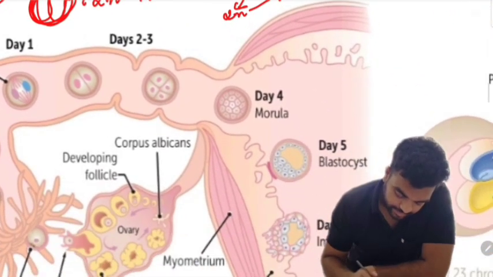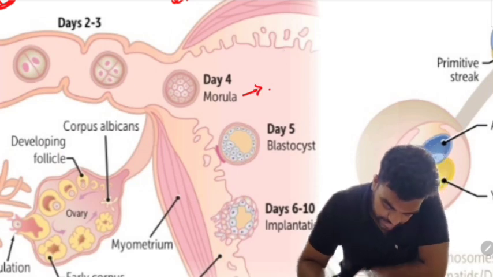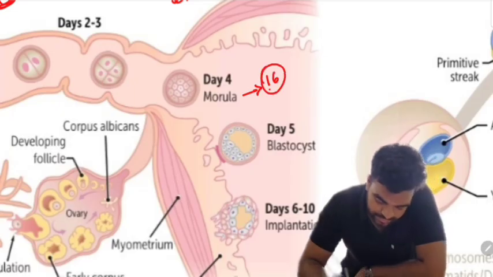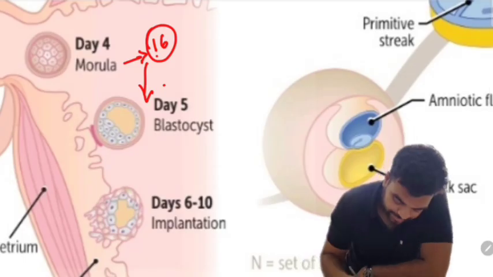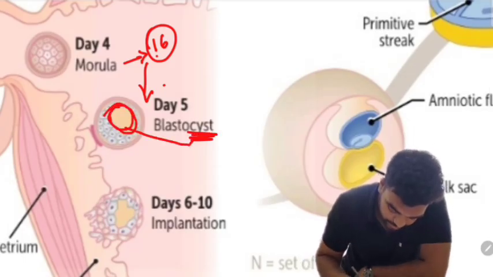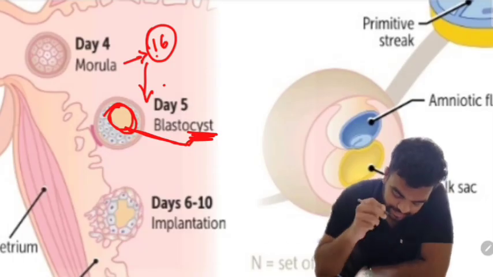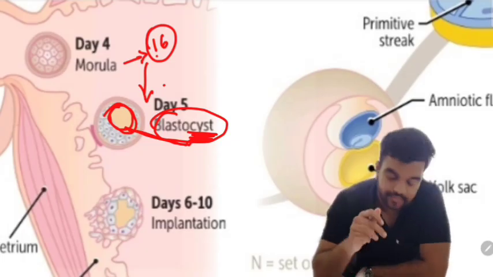It keeps on undergoing mitosis. There comes a stage where the morula formation occurs, and then this morula will be about a 16-celled zygote, which undergoes formation of blastocyst. Why blastocyst? Because there is a fluid-filled cavity. Cyst is nothing but a fluid-filled cavity. This fluid-filled cavity inside the zygote stage is known as blastocyst stage, which is in day 5.